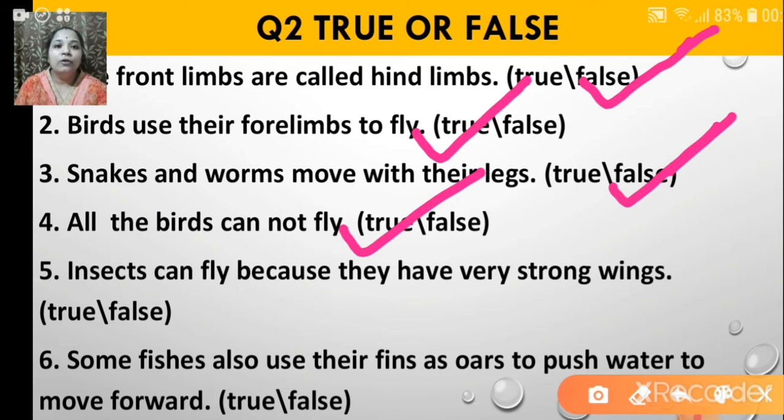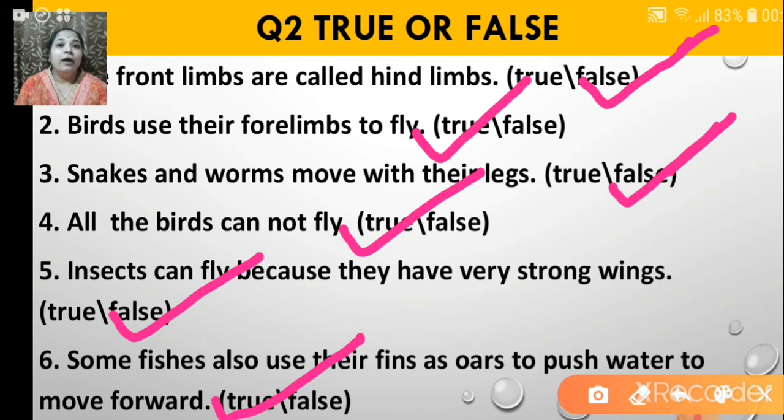That is false. They can fly because they have small and light bodies and light wings. Some fishes also use their fins as oars to push water to move forward. That's true. So children, let us see the next set of questions.